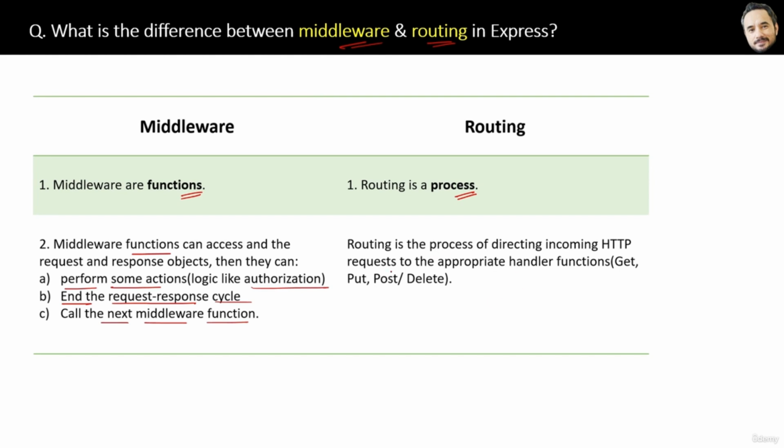So in short, basically middleware will perform some logic, whereas routing is the process of directing incoming HTTP requests to the appropriate handler: get, post, put, delete. So that means routing only directs the request. Routing does not perform any logic on the request. So that's the difference.